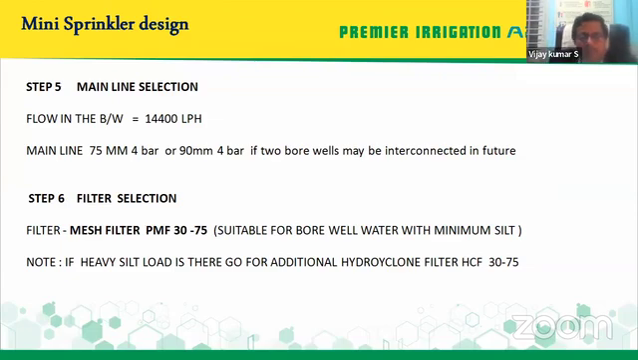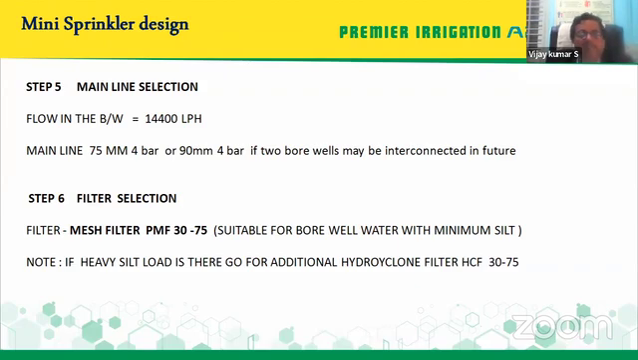So we can go for a simple mesh filter, a plastic mesh filter, because plastic is very popular these days, and they are very convenient to fit. There is no rusting. And you can go for this plastic mesh filter. 3075 over here means 30,000 liters per hour filtration capacity. 75 is the inlet and outlet side. Actually, it is a 3-inch basically.